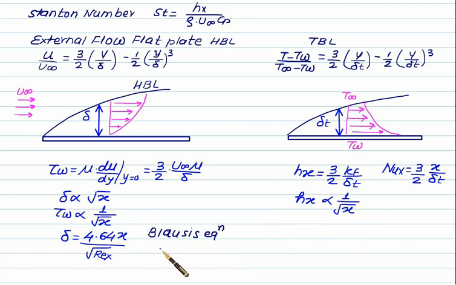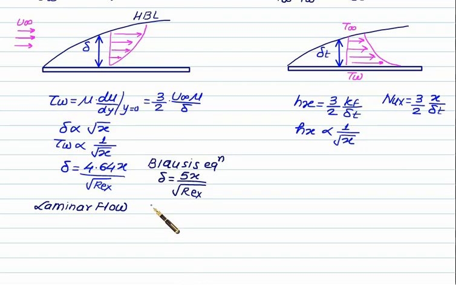If we use Blasius's equation, in that case we have delta equal to 5 times x upon the square root of the local Reynolds number. For laminar flow, the local Nusselt number is given by the local heat transfer coefficient hx multiplied by the distance x, which is measured from the leading edge, divided by the thermal conductivity of the fluid, equal to 0.332 times local Reynolds number to the power 0.5 and Prandtl number to the power 1 by 3.